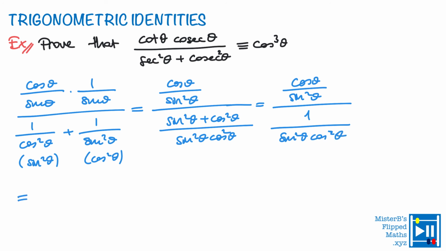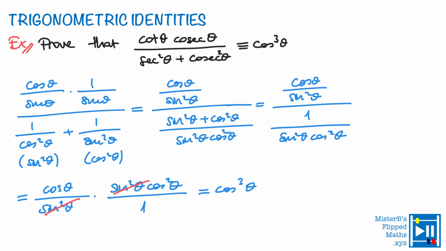Now is the time to convert this division into multiplication. And if we start simplifying, sine squared thetas are gone, and we're going to end up with nothing but cosine cubed theta. So that is shown. Or in Latin, QED, for quod erat demonstrandum.